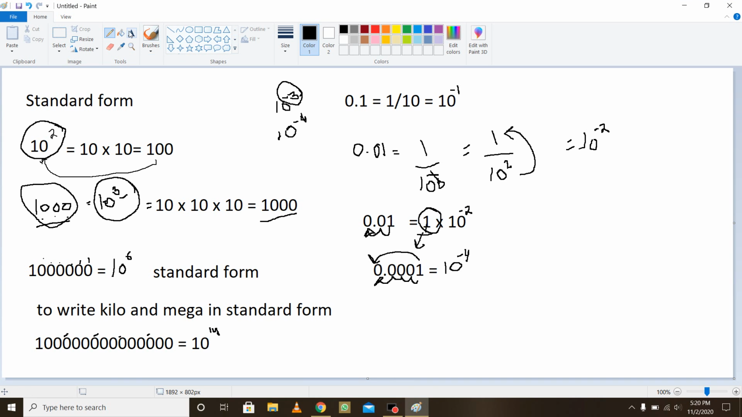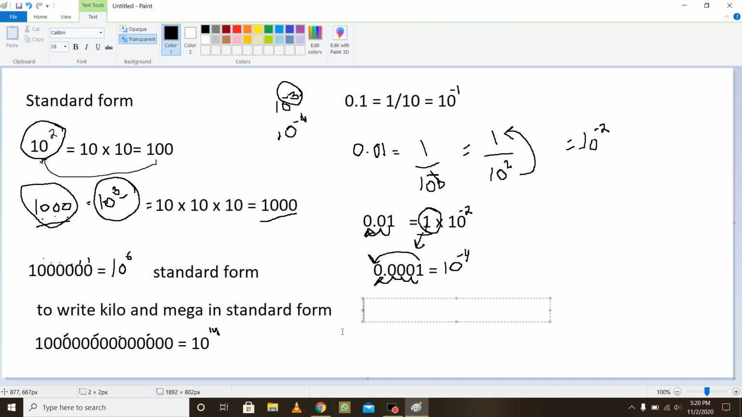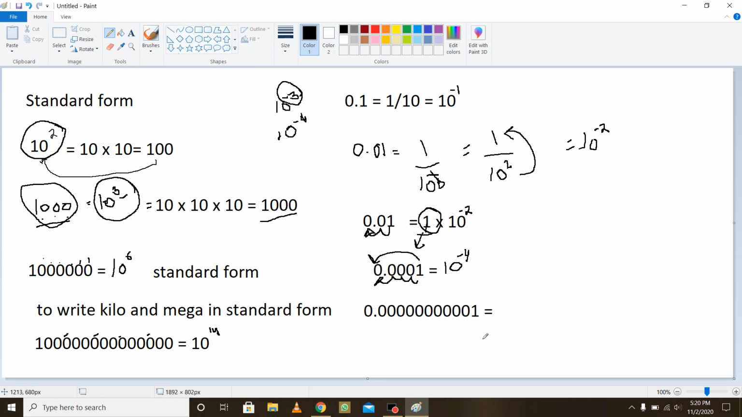So let's do another example for this method. We have to write this in standard form now. To simplify, we count the number of zeros. Here we have to count the number of jumps, or the number of figures, that the 1 has to shift to get to the other side of the decimal. So this will be equal to 1, 2, 3, 4, 5, 6, 7, 8, 9, 10, and 11. So in this case, it would be 10 raised to the power minus 11.